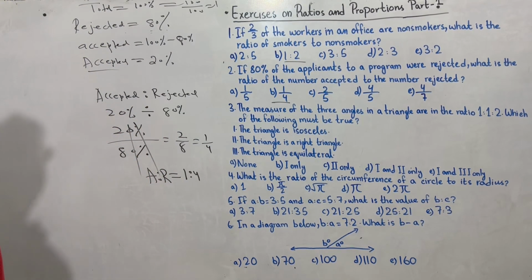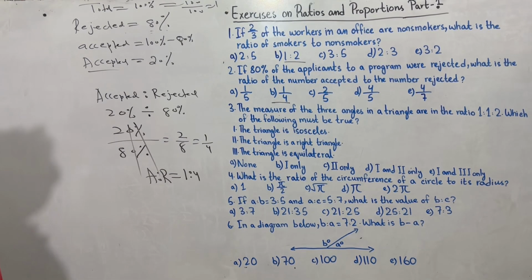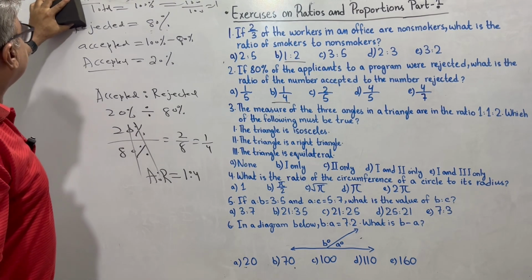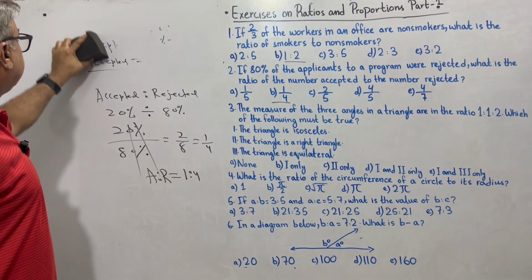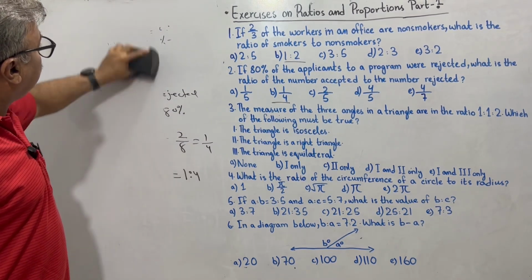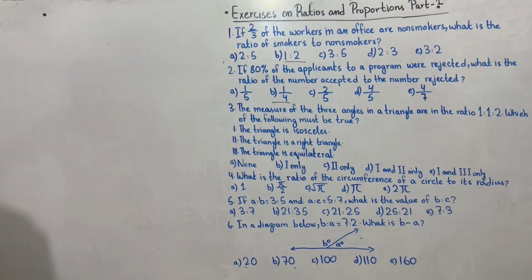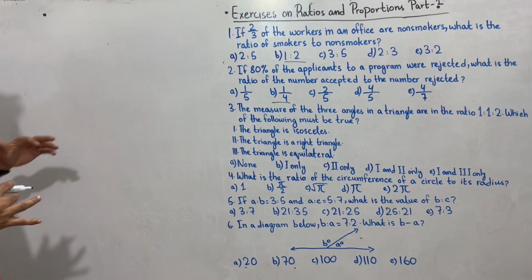Next, we have a question based on a triangle. The measures of the three angles in a triangle are in the ratio 1:1:2. Which of the following statements must be true? We are given the ratio of the angles, and we are familiar that the sum of all three angles of a triangle adds up to 180 degrees. Then we have to find what sort of triangle it is.